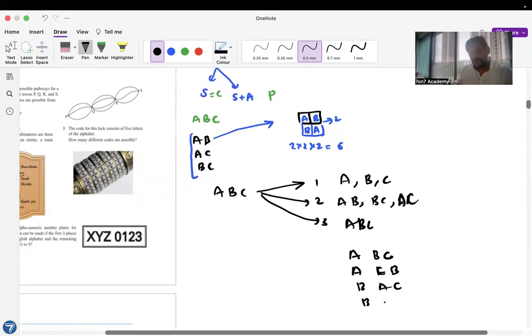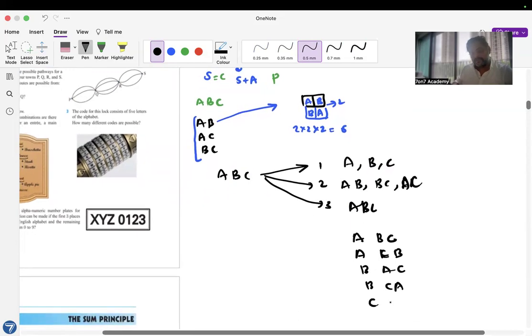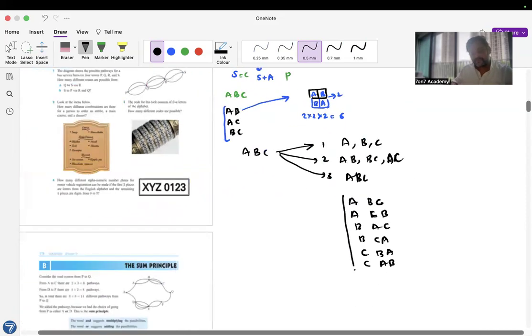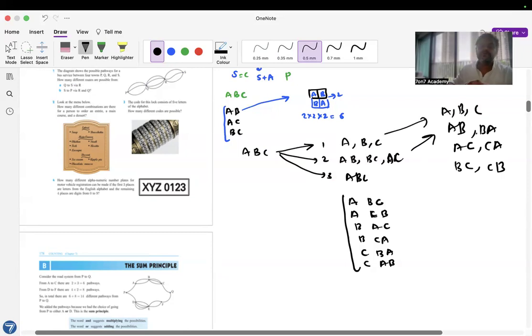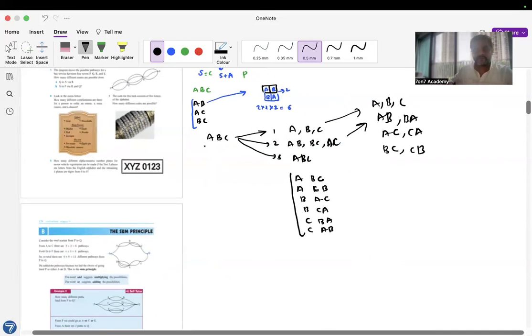If you take C first, then BA or AB. These are the 3-letter words. And 2-letter words: you can have AB, BA, AC, CA, BC, CB. And then 1-letter words: only A, B, C. So how many different words can I form by using A, B, C? Repetition is not allowed. So 3 and 6 and 6, so 3 plus 6 plus 6.